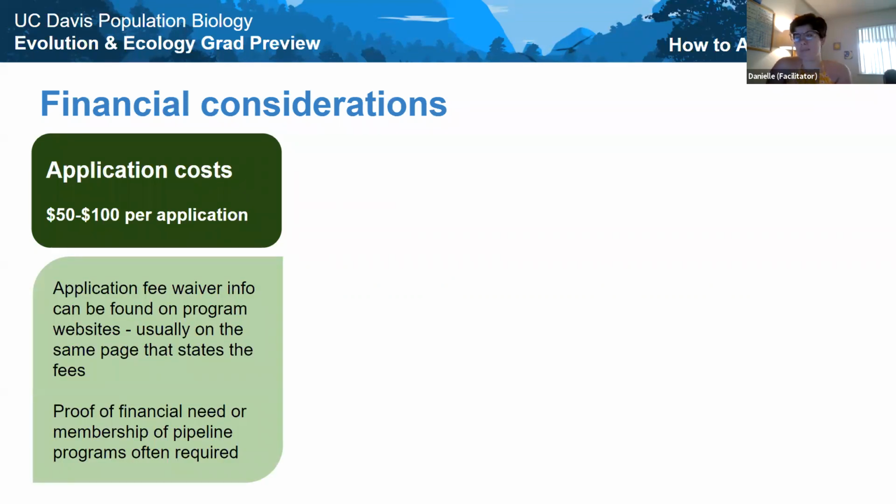Application fee waivers can be program specific, and qualifications differ among universities. So typically, this information can be found on the same page that states all the fees. You usually are required to provide proof of financial need or membership of a pipeline program that promotes service and diversity. If this information is not available online or if it's hard to find, then be sure to reach out to the chair or administrator of the graduate program that you are considering applying to, and they can point you in the direction of some information on application fee waivers.